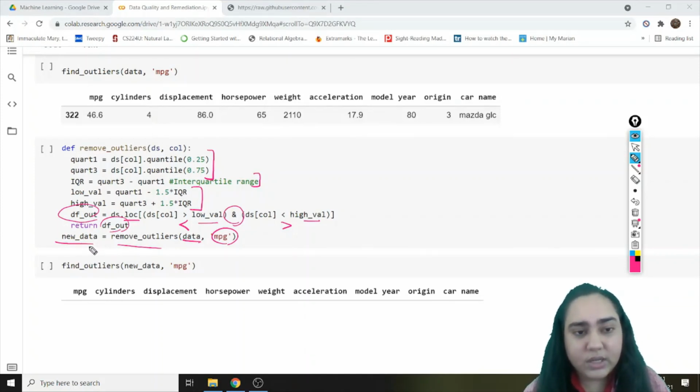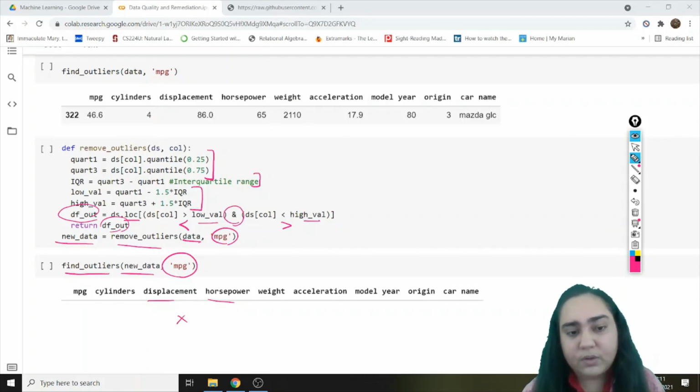And once it's done, I want to check if it actually worked or not. So to do that, I can again call my find outliers function. And this time, instead of passing the old data frame, I'm going to pass the new data frame, which I got after removing outliers, and pass the column name as MPG. And you can see the result is just names of different columns and nothing is there because there is no outlier present anymore. It got removed. So this is how you can find and remove outliers.